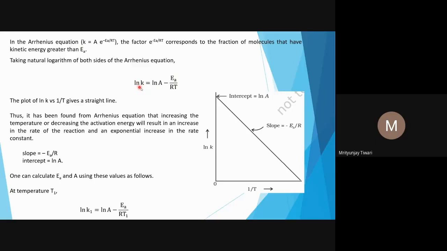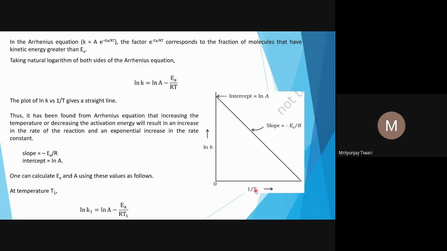So if we put this equation, it resembles the straight line equation, y is equal to mx plus c. So here this is c, the value of intercept, and the variable x is what we see here, 1 by T. So one can write ln k is equal to ln A minus Ea by R into 1 by T.